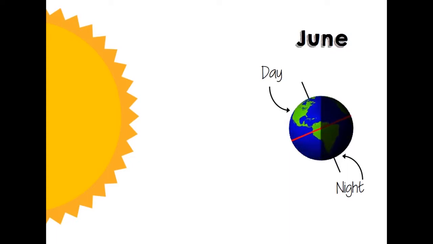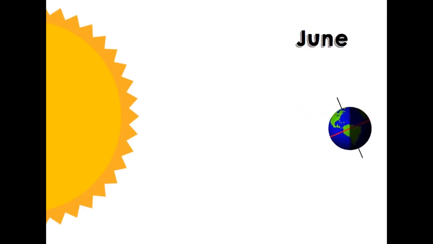What do you notice about the amount of light compared to the amount of darkness now in the northern hemisphere? Well, the northern hemisphere now is getting a lot more sunlight than it did when the Earth was straight up and down. This means that the days will be longer than 12 hours. It's also a lot less darkness in the northern hemisphere, meaning the nights will be shorter than 12 hours. In the northern hemisphere, this is our summertime.